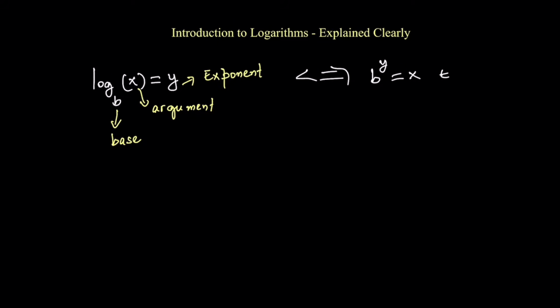Exponential form, b to the y equals x. Logarithmic form, log base b of x equals y. You are simply rewriting the same relationship in a different format.